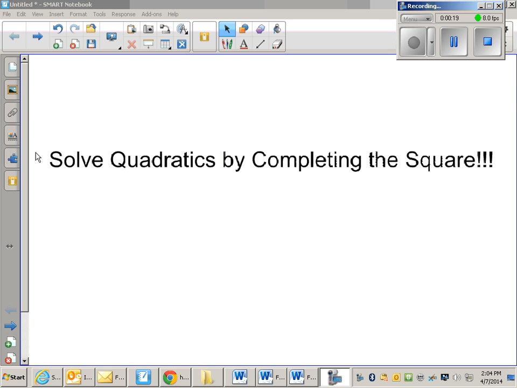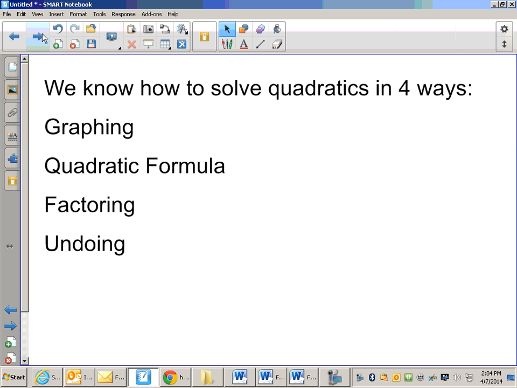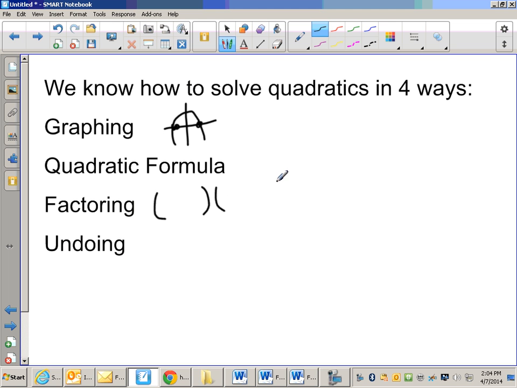So first thing we want to do is talk about all the ways that we already know how to solve a quadratic function. Okay, we know how to solve by graphing, and that's when we have our x-intercepts. So you could graph a function and look for its x-intercepts. There's the quadratic formula, which is that x equals negative b plus or minus the square root, and so on. And then there's solving by factoring, which is when you get your equation to look like this.